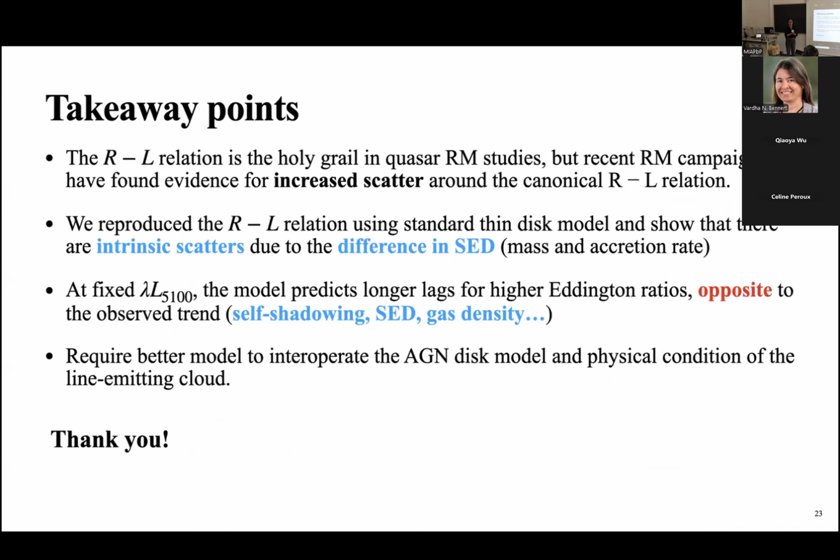So first, we have this beautiful relation, which helps us a lot in the survey and in black hole mass estimation. And there's a large intrinsic scatter that I find in the SSD model, probably due to the difference in their SED. And also, our prediction is actually kind of opposite to the observed trend, which may be due to a lot of reasons, like self-shadowing, some assumption in the SED, something with the standard synthesis model, or the gas density may not be uniform across the AGN sample. And we will need a better AGN model or disk model to resolve this issue and to better study the line emitting regions. Thank you.